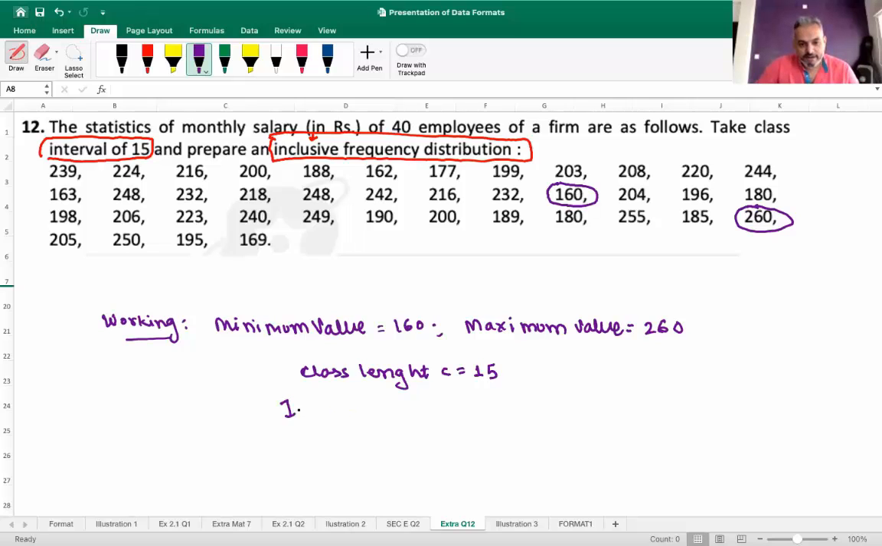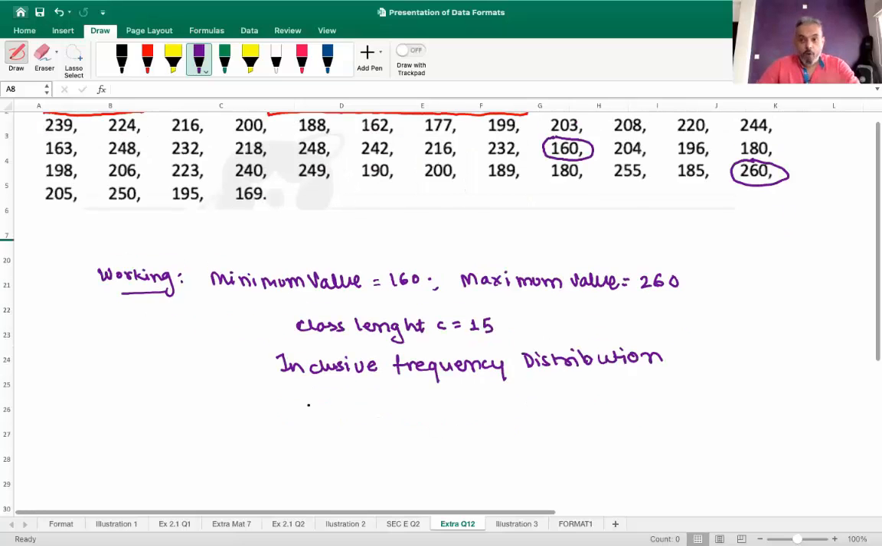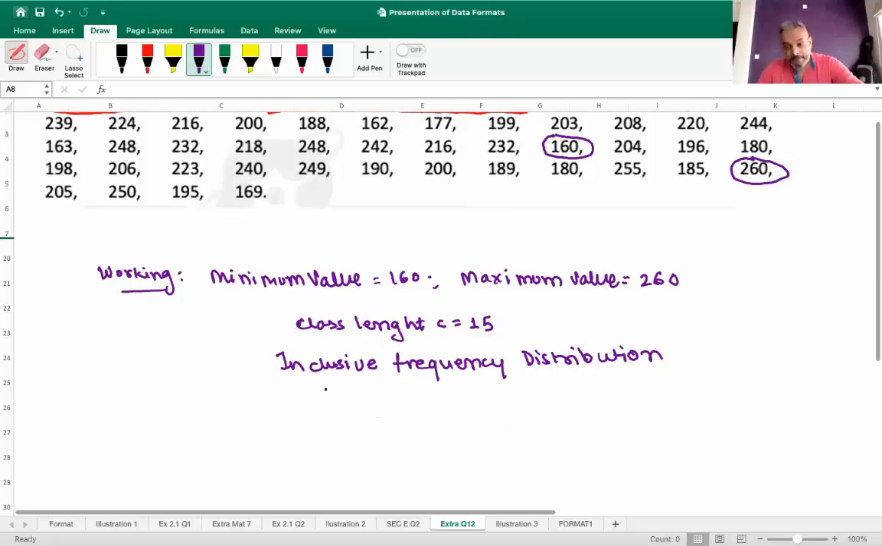We have to make an inclusive frequency distribution. So inclusive frequency distribution means that both the lower limit and the upper limit both have to be included. Now we want minimum 160. So we take one of the class as 160. Now next जो number लिखोगे वो भी include करना है. So we take 160 to 174.